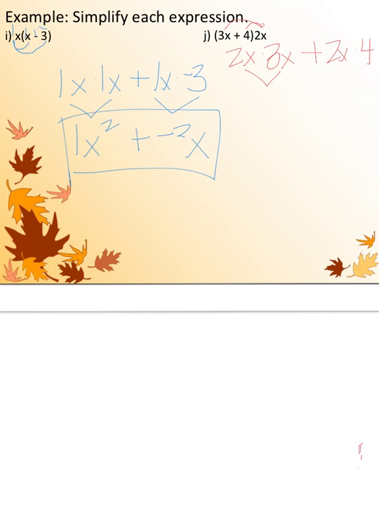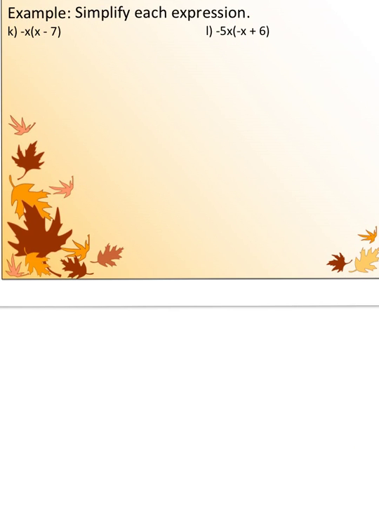Multiplying 2x times 3x. 2 times 3, careful on this one, is 6. X times x is x squared. Plus 2x times 4 is 8. And then tack on the x. There we go.